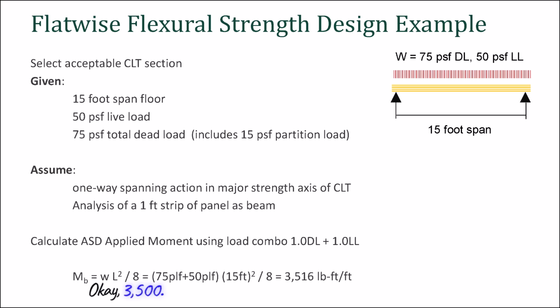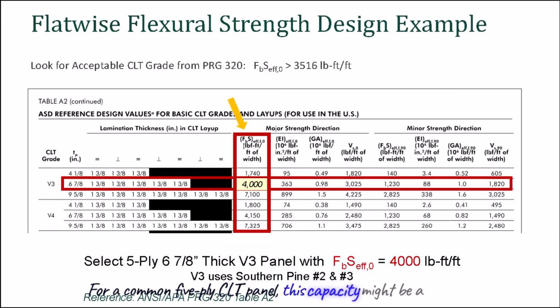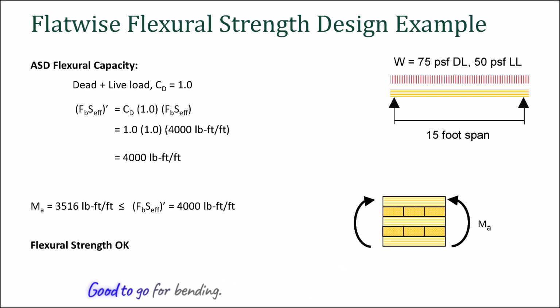Okay, 3,500. Then they compare that number to the panel's inherent bending capacity. Now, this capacity depends on the strength of the wood used in the outer layers and something called the effective section modulus. Section modulus. Yeah, it basically quantifies how efficiently the panel's shape resists bending. For a common 5-ply CLT panel, this capacity might be closer to 4,000 pound-feet per foot. So higher than the expected load. Exactly. As long as the applied force, that 3,500, is less than the panel's capacity, the 4,000, it passes the bending strength check. It's good to go for bending.